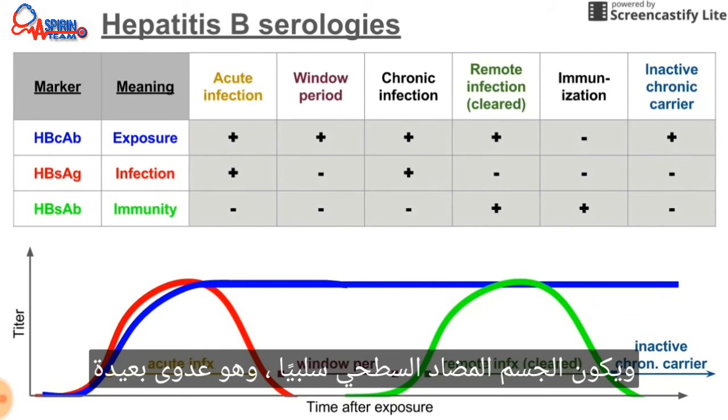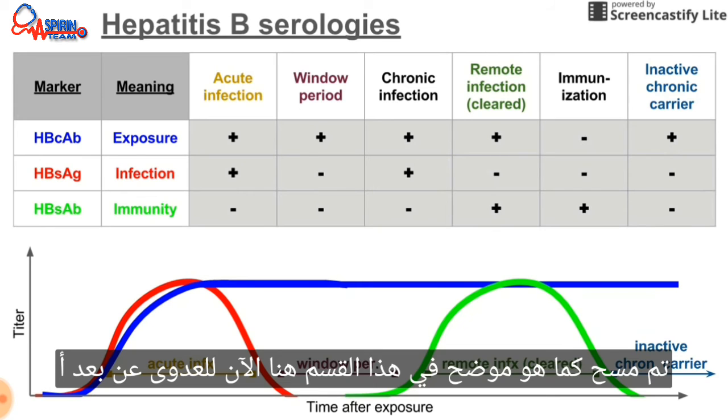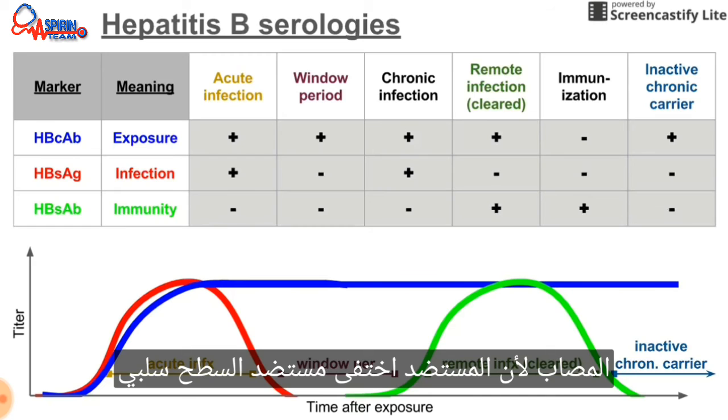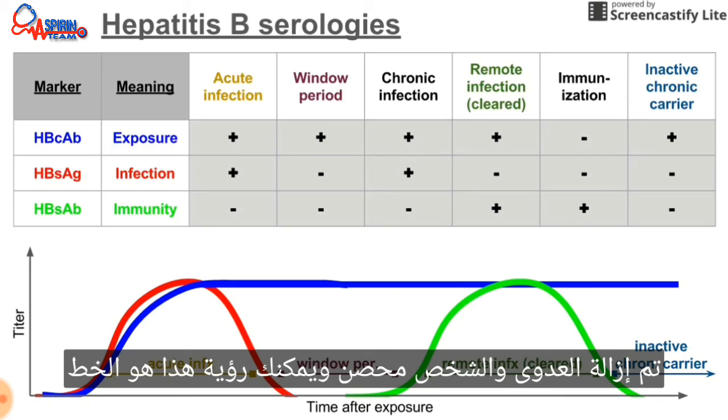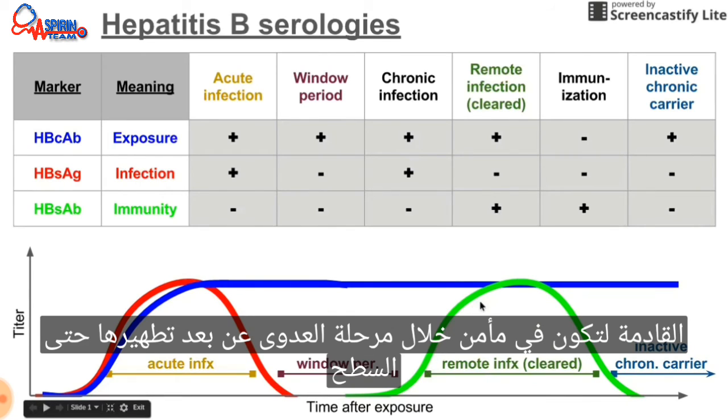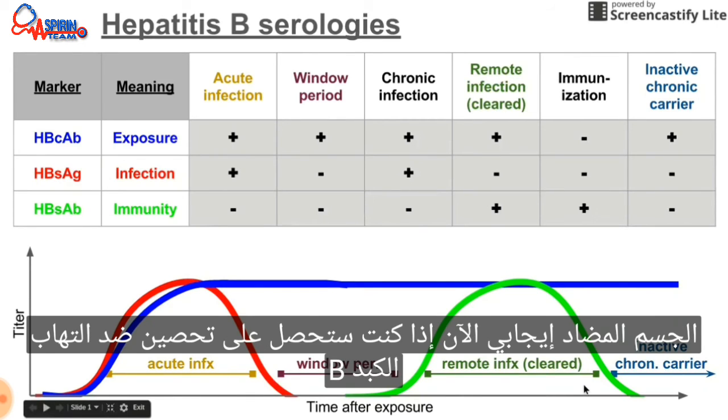A remote infection that has been cleared is shown in this section right here. Now, for a remote infection, a person has been exposed, so the core antibody is positive. They are no longer infected because the antigen went away. The surface antigen is negative. The infection was cleared. And the person is immune. And you could see this is the line indicating that a person is immune, or at least becoming immune, during the cleared remote infection stage. So the surface antibody is positive.